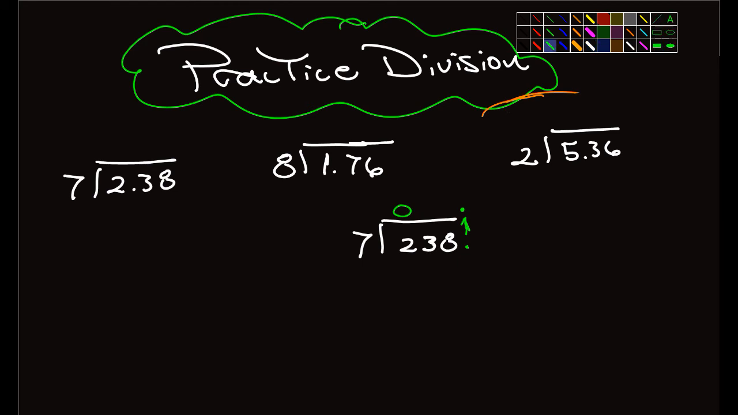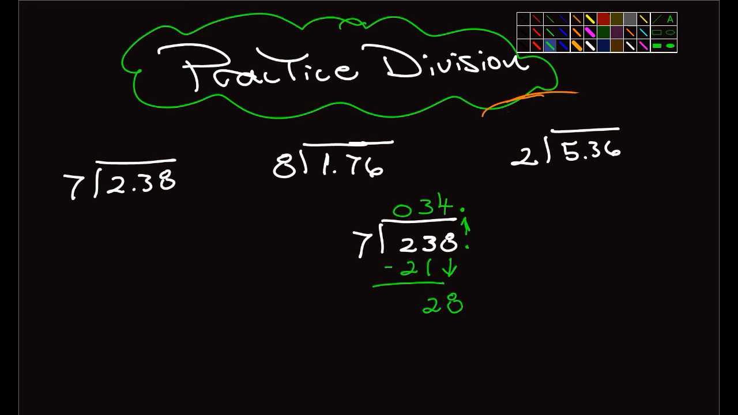All right, so does 7 go into 2? It does not. But does 7 go into 23? Yes, it does. How many times does it go into 23? It goes 3 times because 3 times 7 is 21. The idea is to get as close as possible, but not go over. So then you'd subtract. What's the difference? Well, there's 2 left over. And then you pull down the 8. Does 7 go into 28? It does, 4 times.